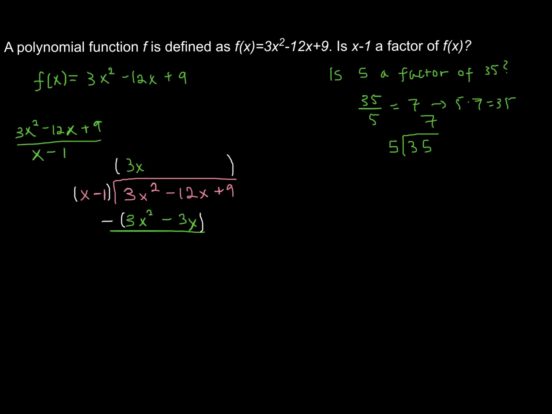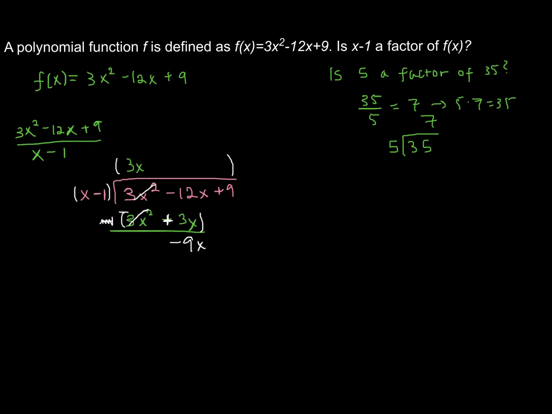Because I'm subtracting all of it, I put it in parentheses and then distribute the negative in so that I can accurately subtract from both. So this is going to become negative 3x squared, and then a negative times a negative would be a positive 3x. Make sure I cancel that out so I know that I've distributed it in. 3x squared minus 3x squared, those cancel, and that's just 0. Now I have negative 12x plus 3x, which is negative 9x.